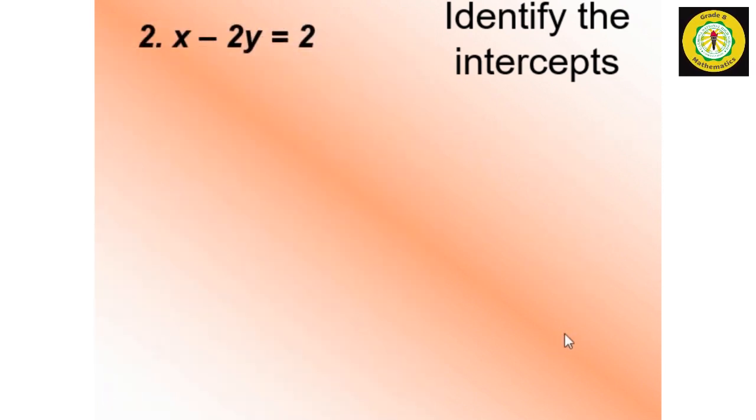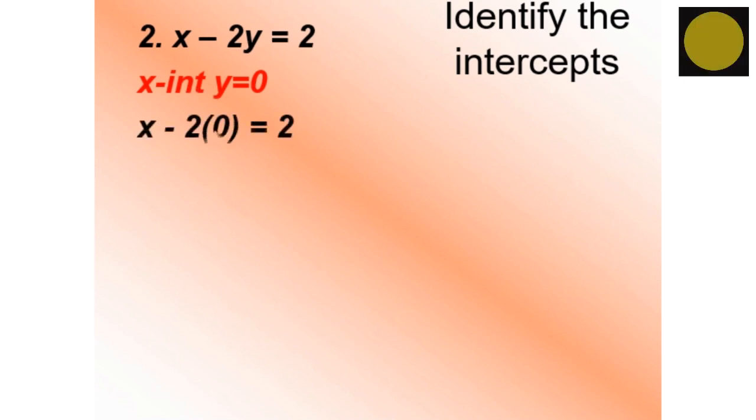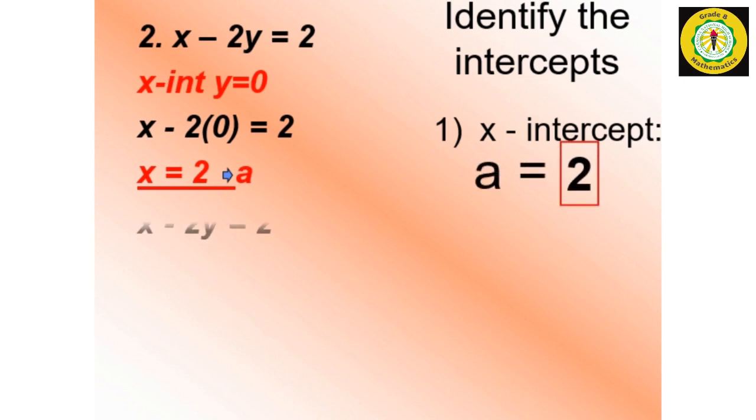Second example, x minus 2y equals 2. We need to identify the intercepts. First, we need to find the x-intercept. So, again, y equals 0, and then let's substitute it into our given equation. So, x minus 2 times 0 equals 2. Then simplify. x equals 2, so our x-intercept, or a, is 2.